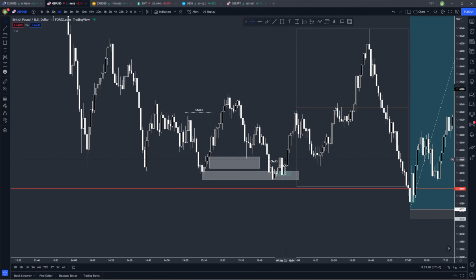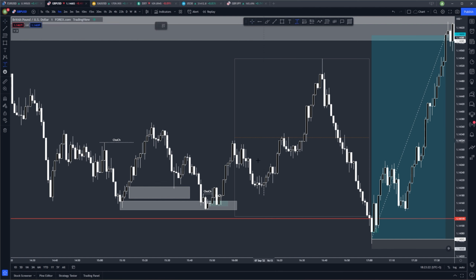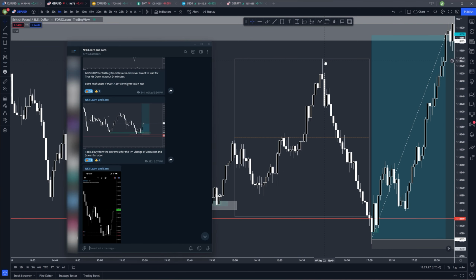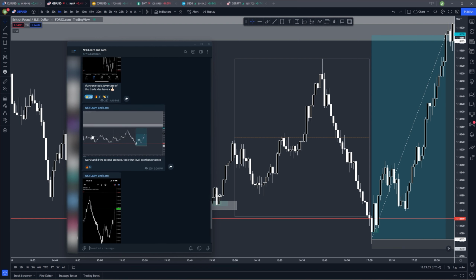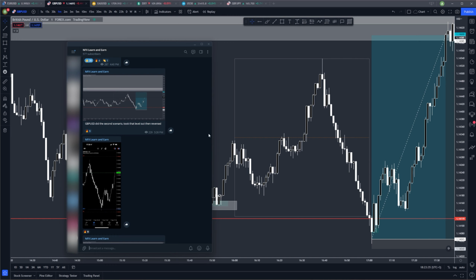There was a 1 minute chart and then some 5-second confirmation, and the trade went almost to my take profit, which was 35 pips. I actually did secure some profits and then got stopped out, and then I re-entered. So this is what happened. It did the second scenario, took out the level and then reversed.